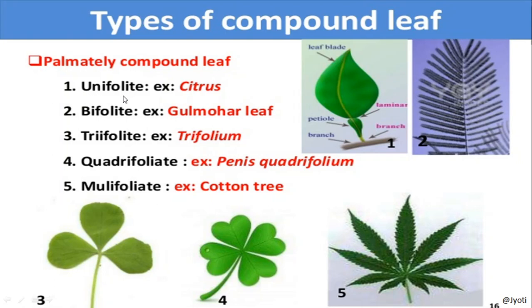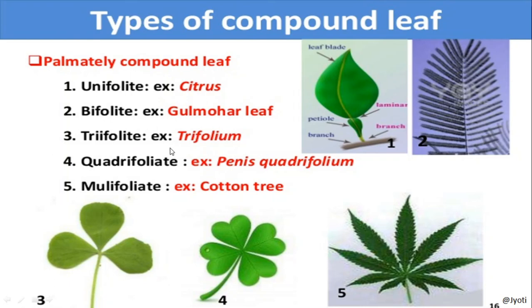First one is unifoliate, which means only one leaflet is present. It is seen in the case of citrus. Then bifoliate, which is seen in the case of agave, meaning two leaflets are developed. Here you can see this is a bifoliate leaf, so two leaflets.